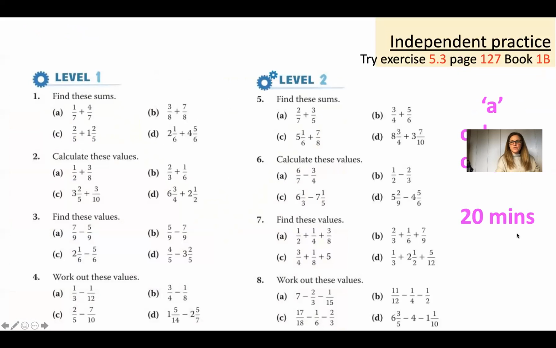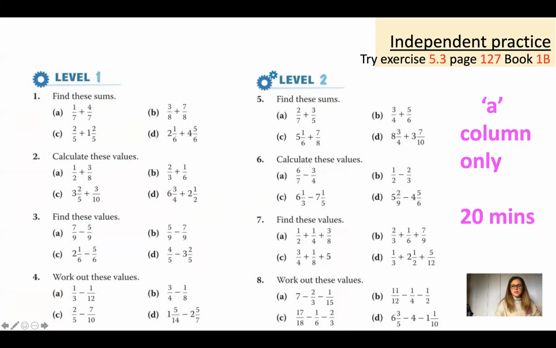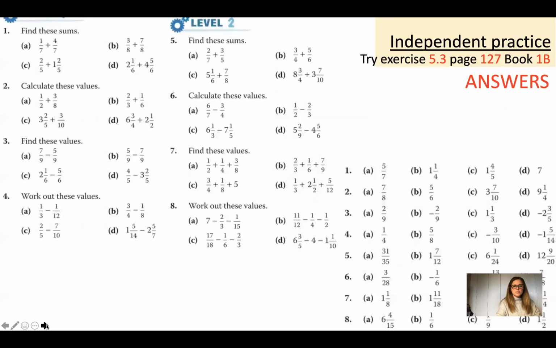Okay, I'm going to give you 20 minutes to work through the A column, okay? So you all know what I mean by the A column. You're going to work through the A column of these questions. So let me just talk through what's going to happen. You've got 20 minutes on this. Following that, I'm going to give you the answers.